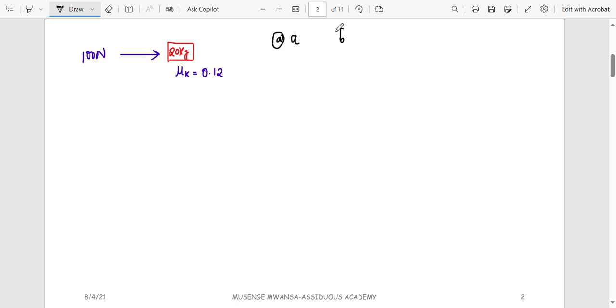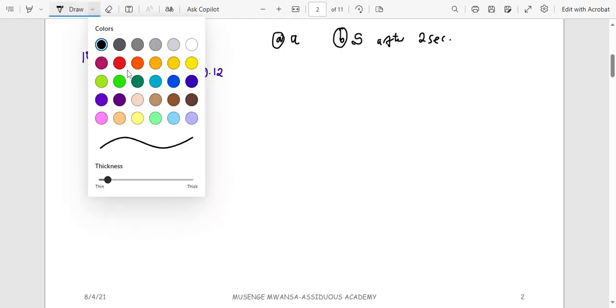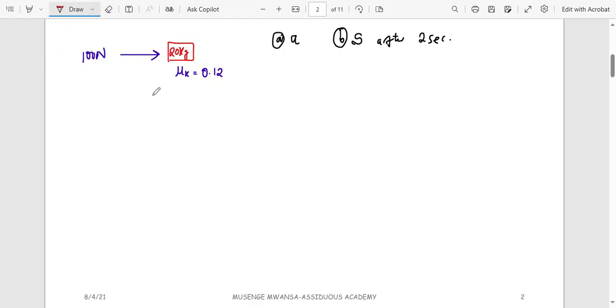Let's say part B, you've been asked to find the distance covered. You know distance, the symbol is S in physics, after the box moves for 2 seconds. So these are the questions. How can we start? Starting with the first one, we want to find the acceleration.